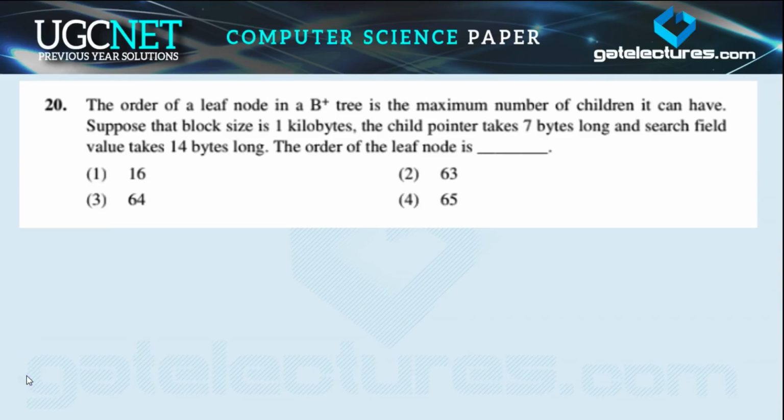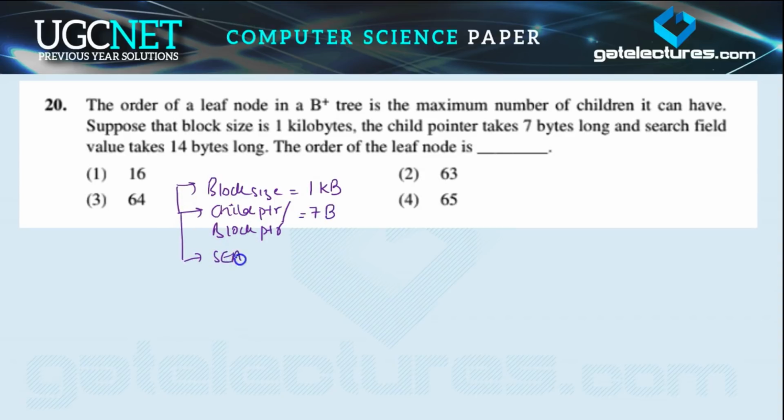The order of a leaf node in a B plus tree is the maximum number of children it can have. Suppose that the block size is 1 kilobyte. The child pointer, or you can say block pointer, it's all the same, is 7 bytes long, right? The third parameter is the search key field value, which is 14 bytes long, and you have to find the order of the leaf node.